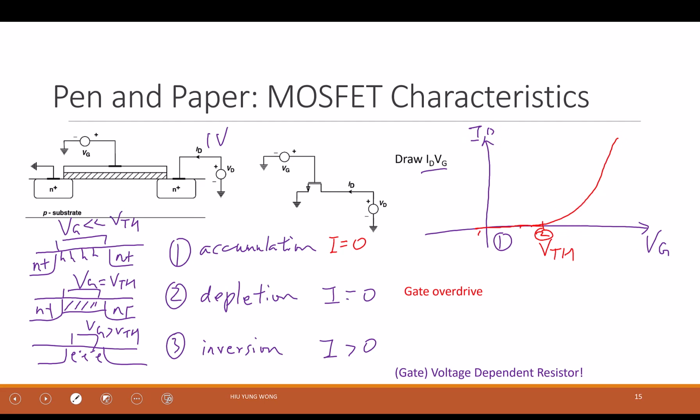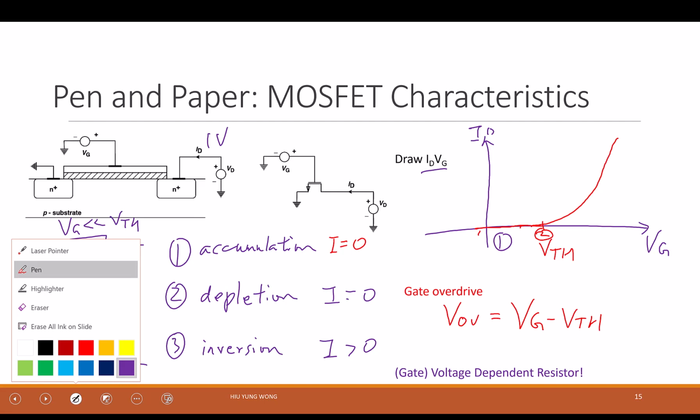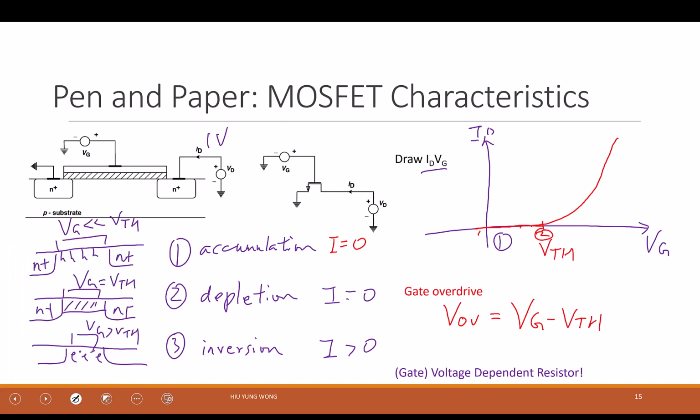So from here, you see that we will derive a very important concept called gate overdrive. Let me just call it VOV. It is defined as VG minus VTH. So what does it mean? If I have a particular VG that I'm interested in, let's say this VG, this is the gate overdrive. How much above the VTH does the VG have?